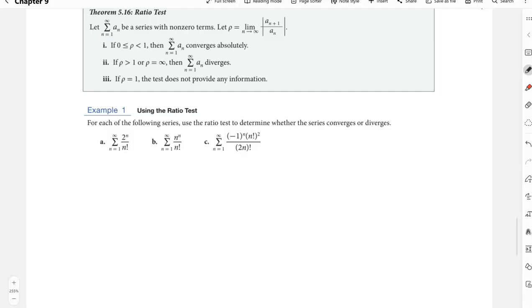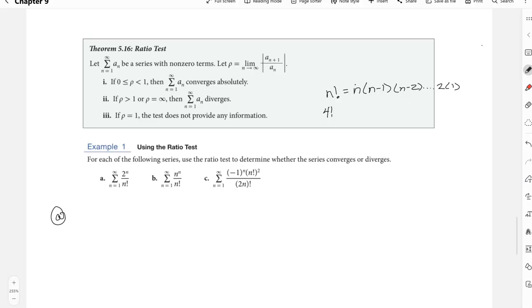So let's look at a few examples. Part A, we're looking at the sum from n equals 1 to infinity of 2 to the n over n factorial. So let's review what n factorial is first. N factorial means I'm going to take n times n minus 1 times n minus 2, all the way down to 2 and then 1. So for instance, 4 factorial would be the same thing as 4 times 3 times 2 times 1.